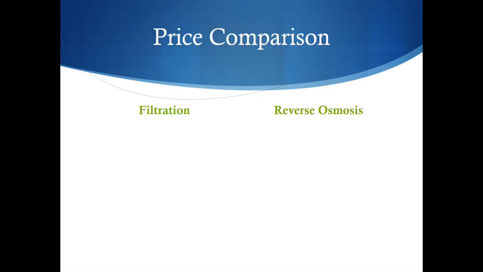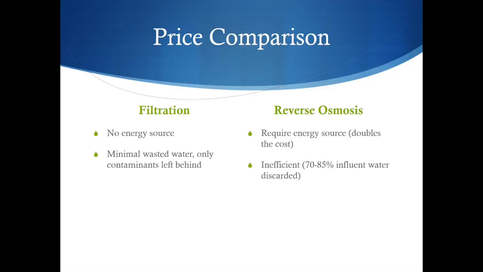Both are slow processes, but filtration relies simply on gravity, and reverse osmosis requires the application of pressure. This means that reverse osmosis requires an energy source, but filtration does not. We also know that filtration is more efficient than reverse osmosis, which discards 70 to 85% of the water that is coming in. Overall, filtration is the most cost-effective option, with savings of about $100 per year when compared with reverse osmosis.